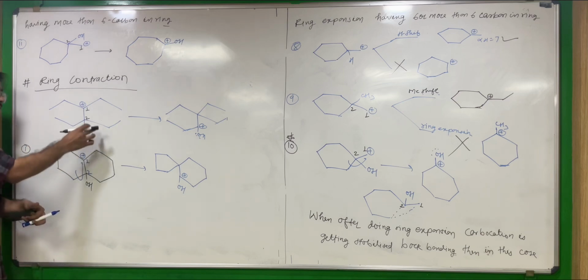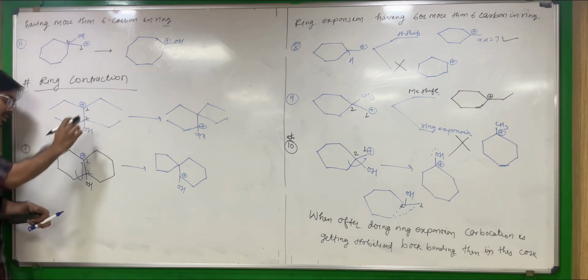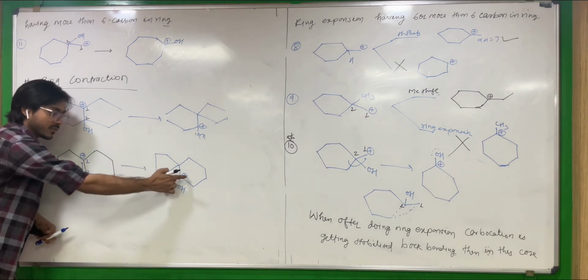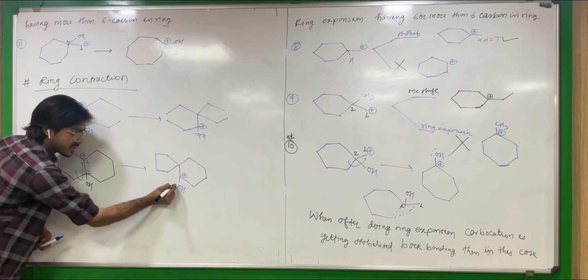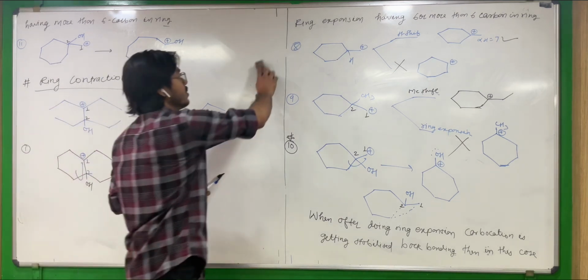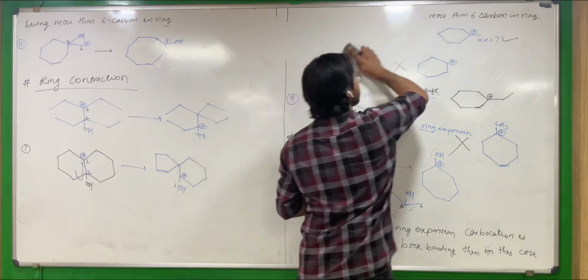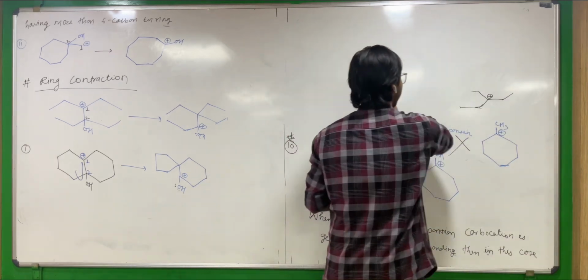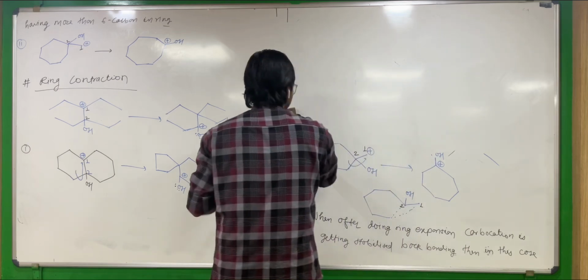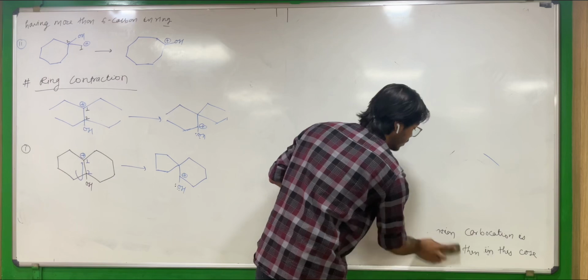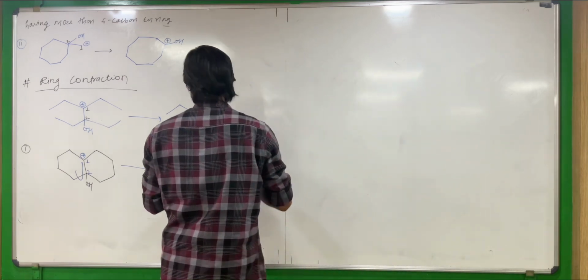I hope you understand the similarity between these two examples. Here we are doing ring contraction because when the carbocation is forming here, it is getting stabilized by back bonding. That's why ring contraction is taking place. Now second example. Again this is also a 1-2 shift and you have to see that we have to form a more stable carbocation. This is the second example.